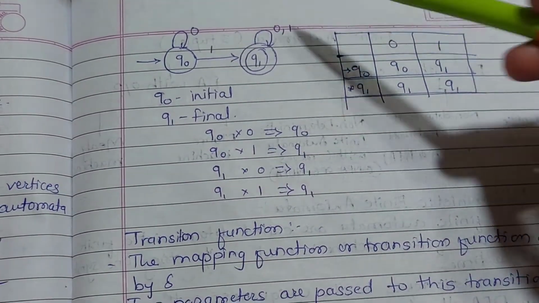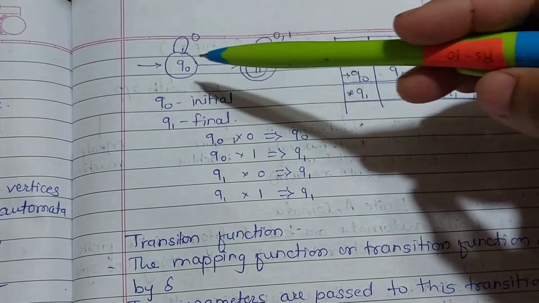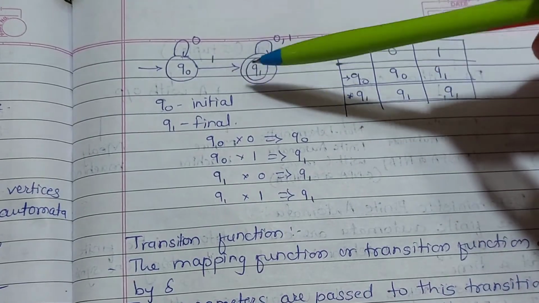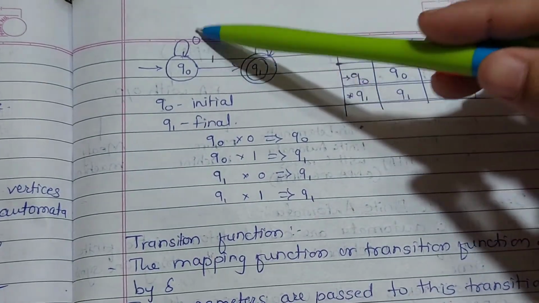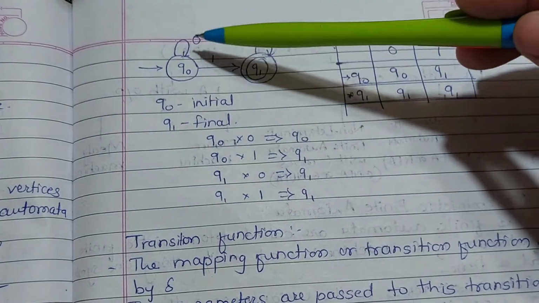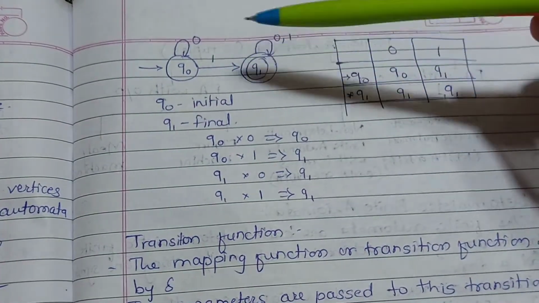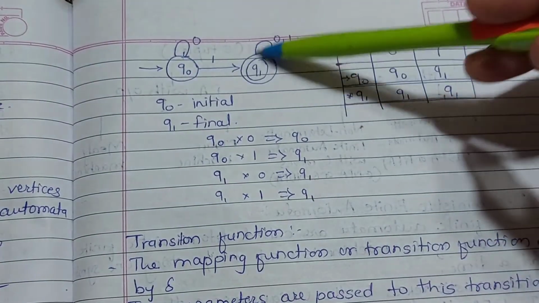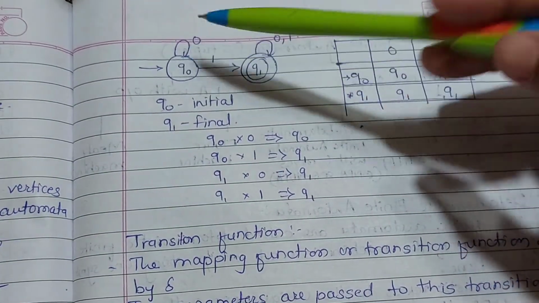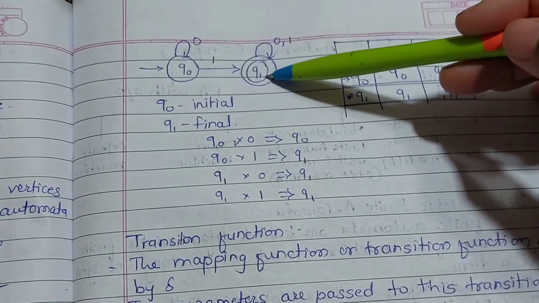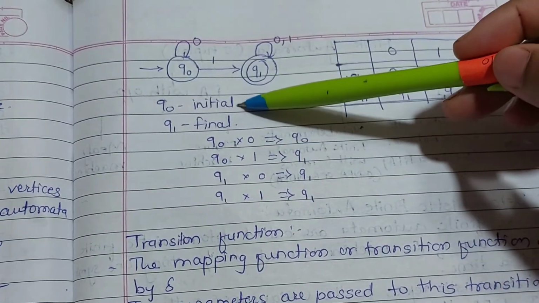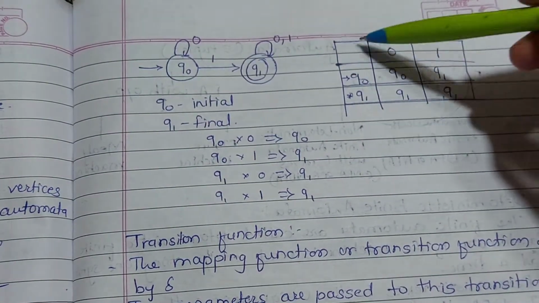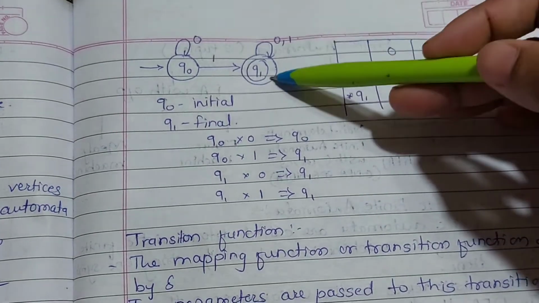Now see here, the transition diagram of some finite automata is given over here, in which we have two states, that is Q0 and Q1. By observing the diagram we can say that there are two input symbols, that is 0 and 1. Here an arrow is there and here a double circle is there. So we can say that this is the starting state, that is the initial state, and this is the final state. So Q0 is initial and Q1 is final. Now we have to extract the transition table from this diagram.